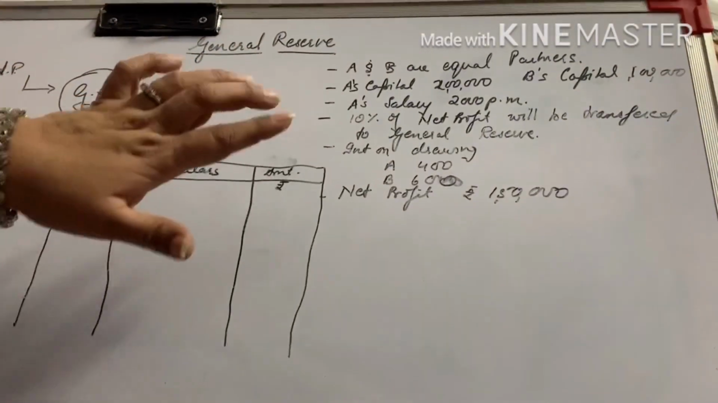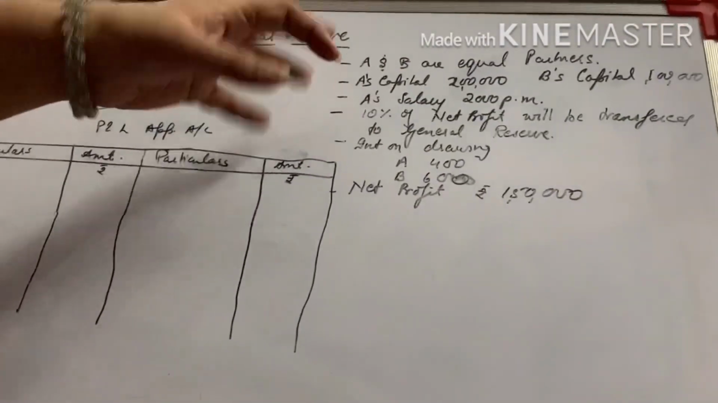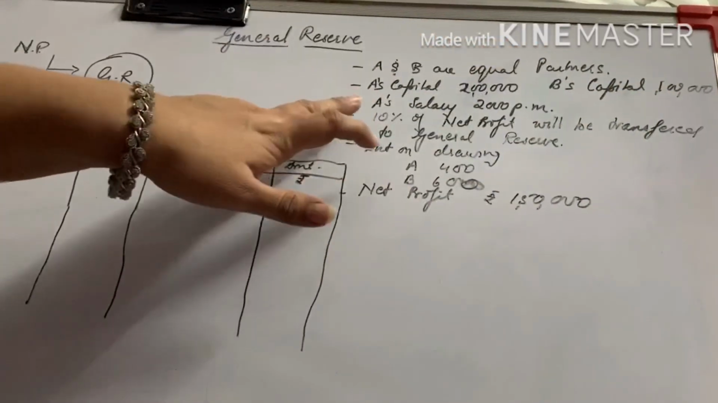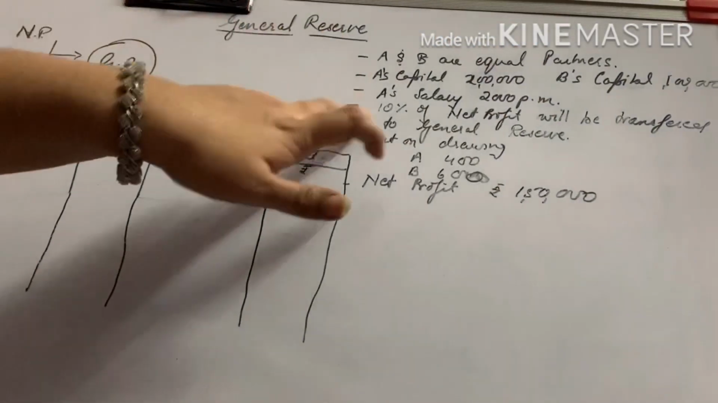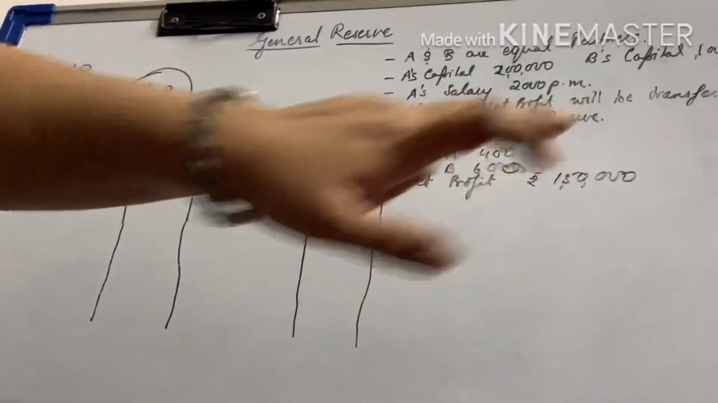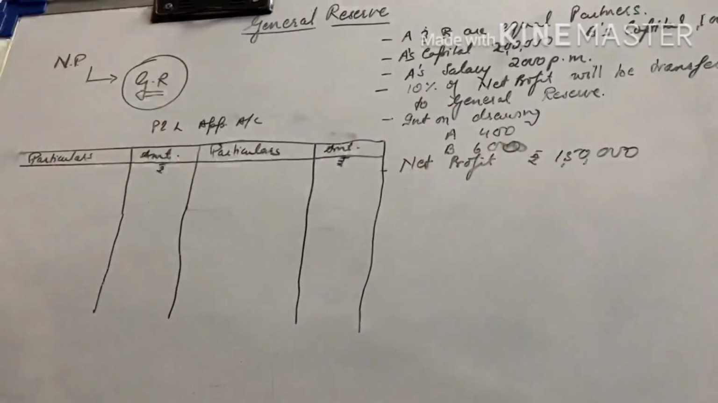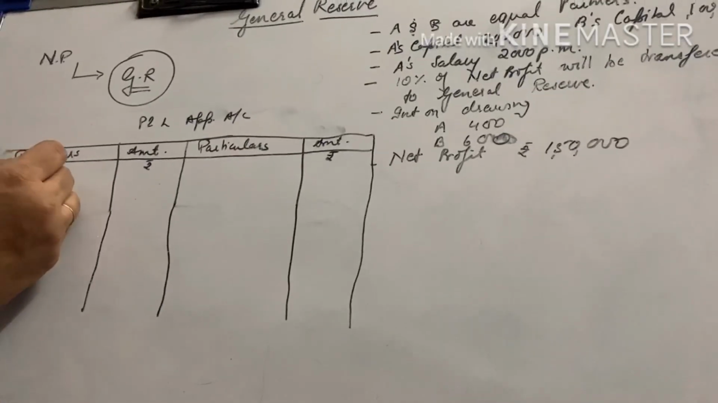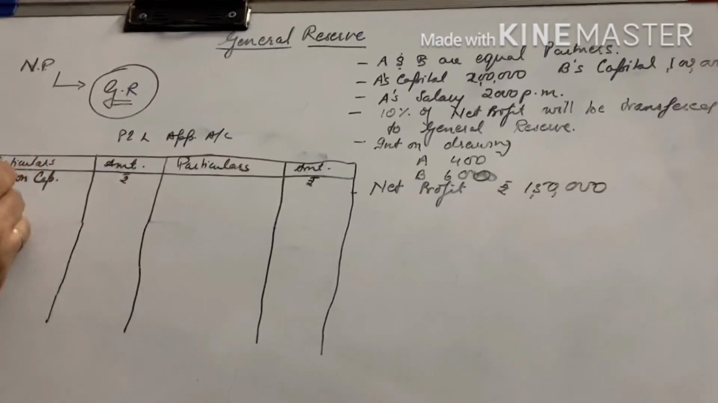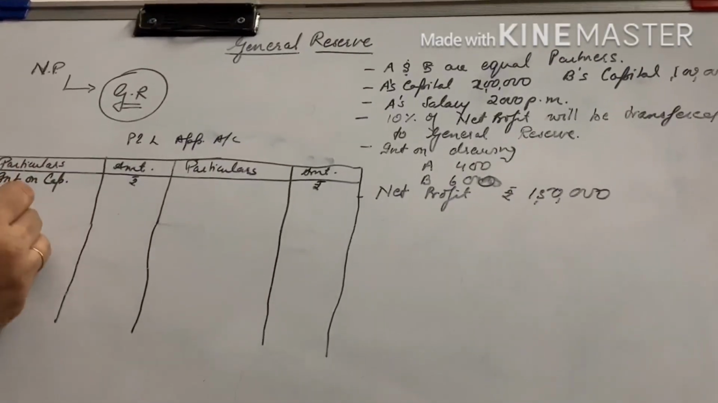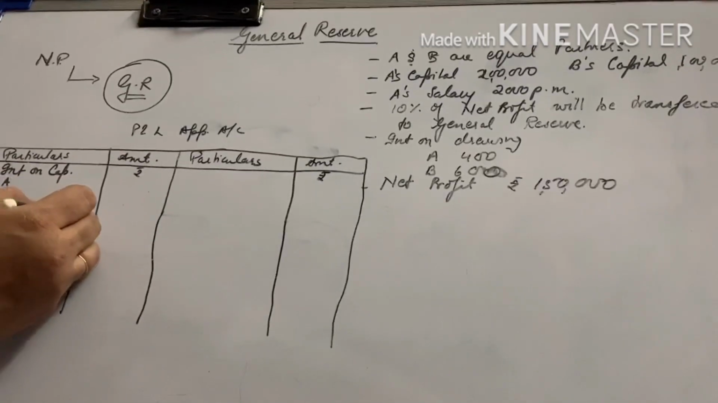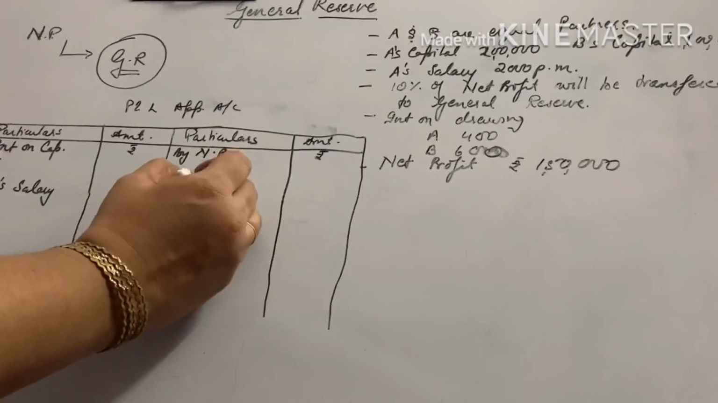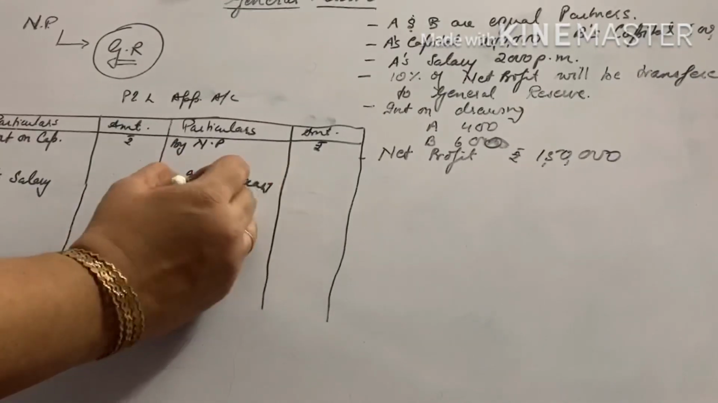We will do it with the help of this example. Now, please see the simple question just to make you understand. A and B are equal partners. A's capital is 2 lakh, B's capital is 1 lakh. A's salary is 2000 per month. 10% of the net profit will be transferred to general reserve. Interest on drawings is given and net profit is given. So simply, first, as previously, we will copy all that is required in the question. Interest on capital of A and B, A's salary, by net profit, and by interest on drawings, A and B.